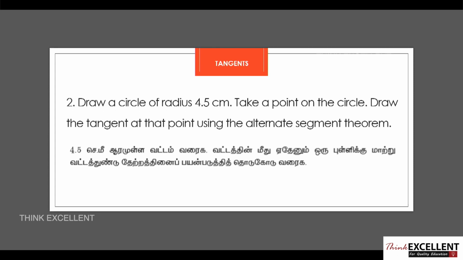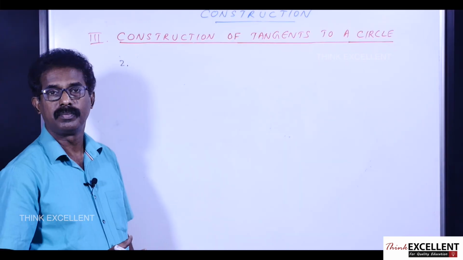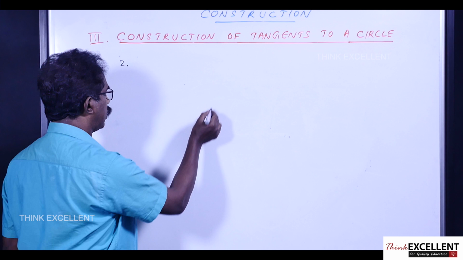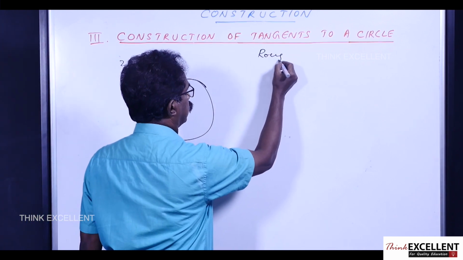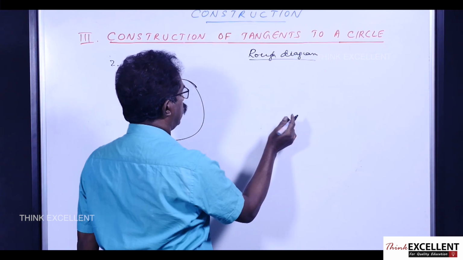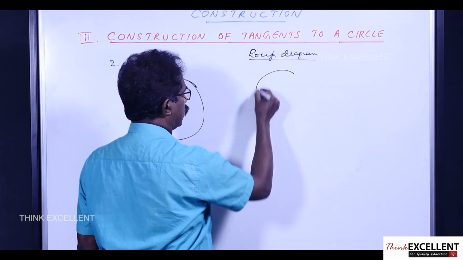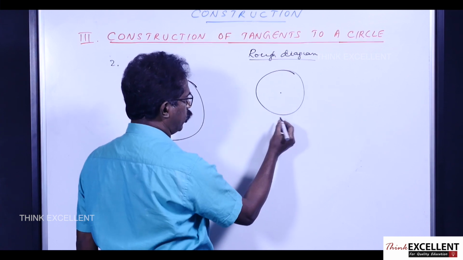So the radius is 4.5 centimeter. So using the compass, you take 4.5 radius and draw a circle. But before that, a rough diagram, right? So in the rough diagram, what do we do here? Same thing, just draw a circle. The center is there, but we are not going to use it.